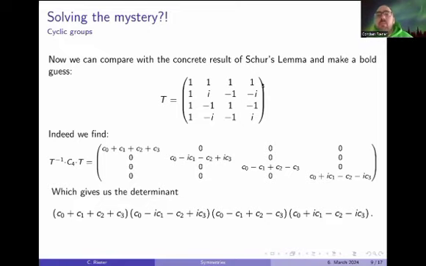For this example, for general N, of course, but more importantly also, how do we come up with this matrix for a general group?